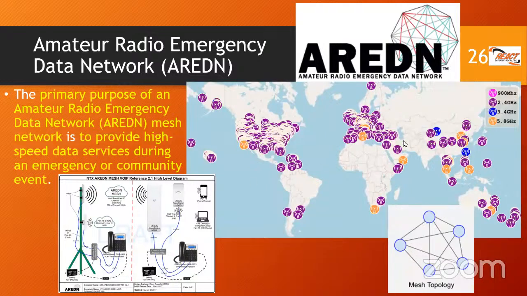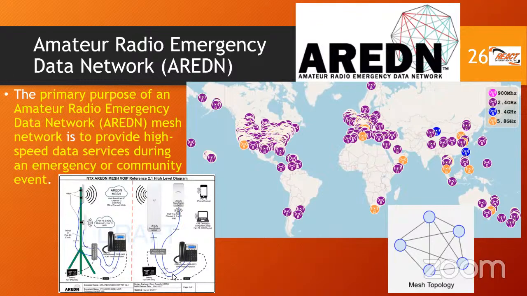So we have on your screen a map of the ARDEN network that's fairly current. And we also have a little topology map here to show you what mesh networking is. So you have many-to-many connections. So this node here, this amateur radio operator is connected to this amateur radio operator, who is connected to this one, and so on. So they will have wireless routers at the various locations, but their wireless routers can see several others as well. And this is called a mesh network or mesh topology. So for the exam, we need to know that the primary purpose of an Amateur Radio Emergency Data Network, also known as ARDEN, the mesh network, is to provide high-speed data services during an emergency or to service community events, right?